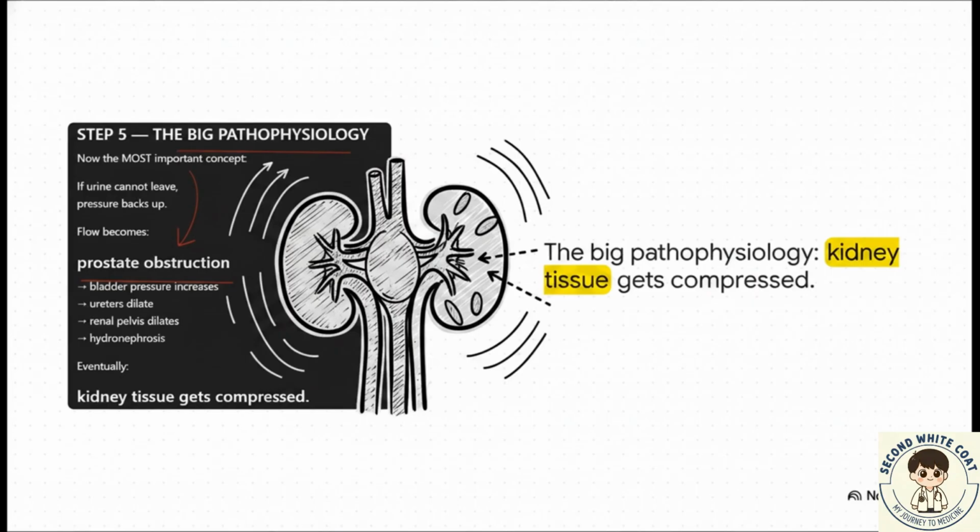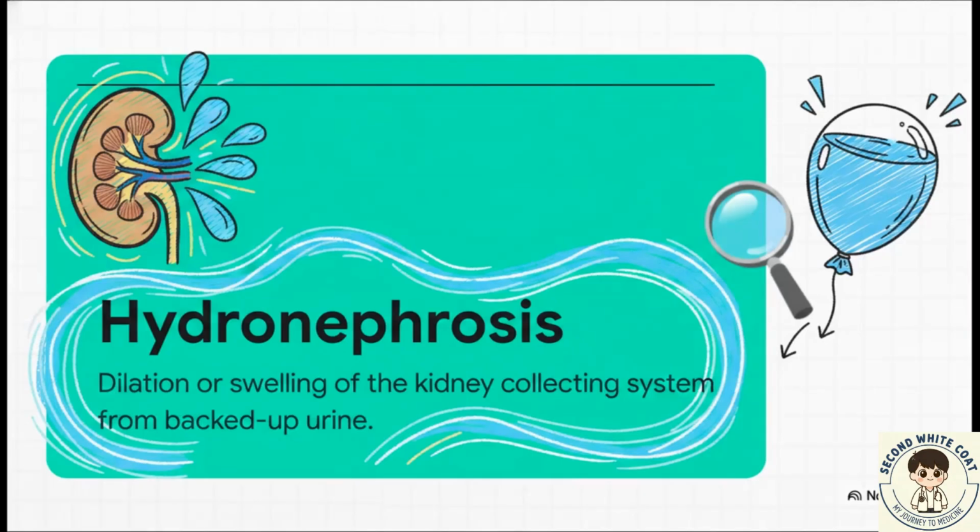The ureters dilate, the renal pelvis dilates, and ultimately, this rising column of fluid begins compressing the vital, highly sensitive kidney tissue. This dilation of the collecting system is called hydronephrosis. Hydro for water or urine, nephrosis for the kidney dilation. It acts exactly like an expanding water balloon deep inside the confined space of the kidney.